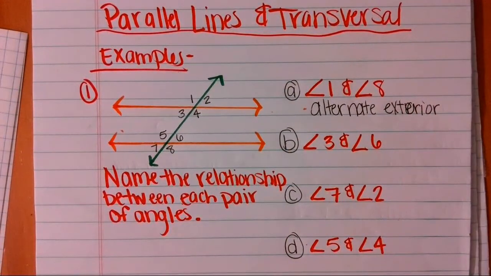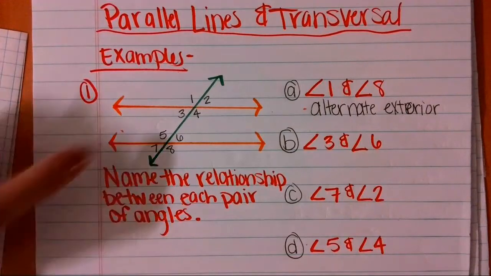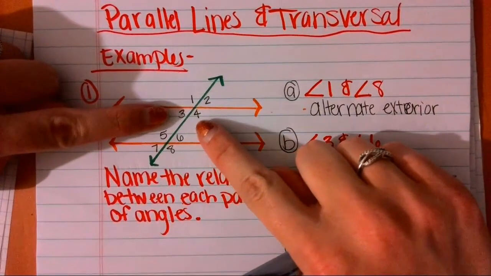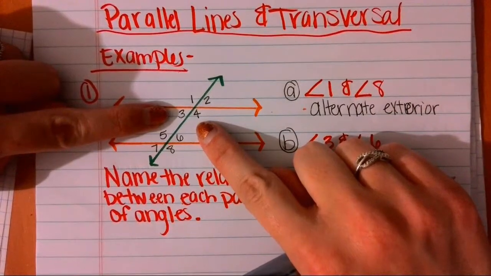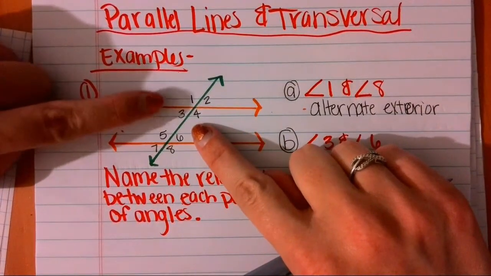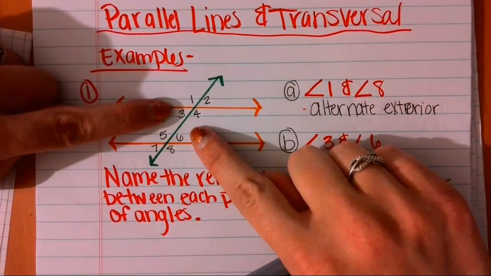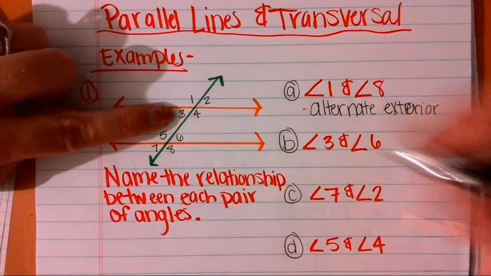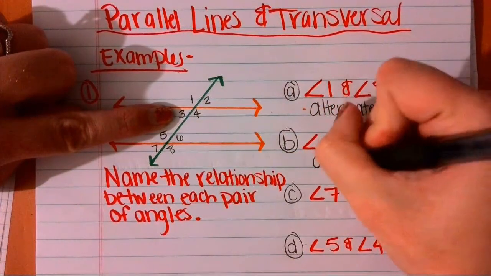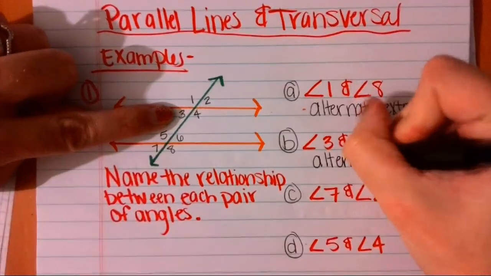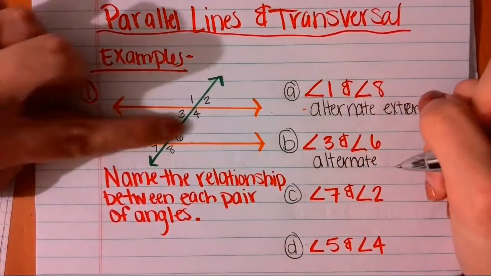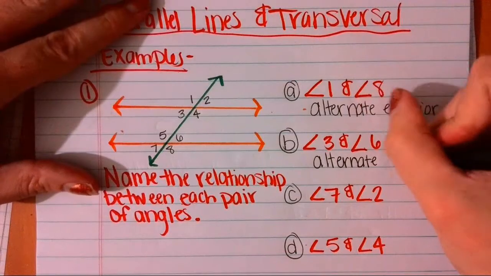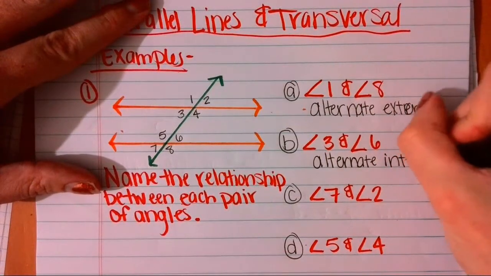Okay, question B asks about angles 3 and 6. So 3 and 6 I can see are both inside, and they're on opposite sides of the transversal. So opposite sides, 3 is to the left, 6 is to the right. Opposite sides tells me alternate, and they're in between the parallel lines, so that means that they are interior this time.